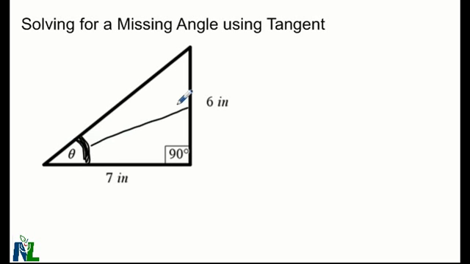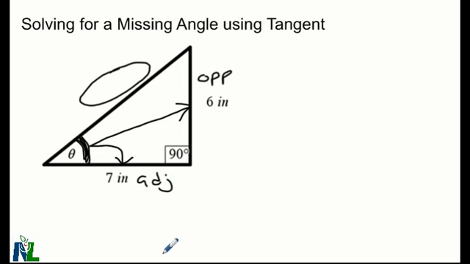Across from the reference angle is a measurement of 6 inches. That would be our opposite side because it's across or opposite from the reference angle. Across from the 90-degree angle, there is no measurement or no variable that we're trying to solve for, so we don't need to label that side as the hypotenuse. We can leave that label off for now. But the label that we do need to include is on the side that's next to or touching the reference angle. So the 7-inch measurement would be the adjacent side.